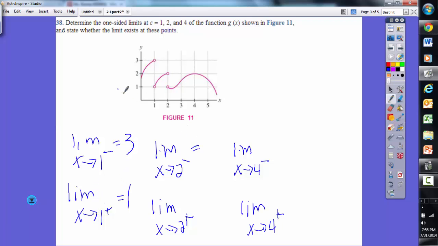All right, 2. From the left, it appears to be 2. From the right, it appears to be 1. So again, the limit as x approaches 2 does not exist. 4. From the left, it appears to be 2. From the right, it's also 2. So the limit as x approaches 4 is 2.